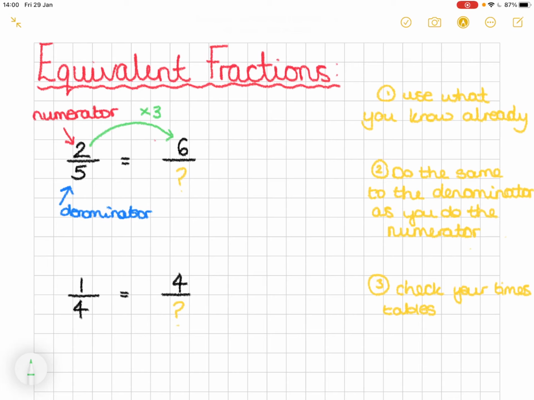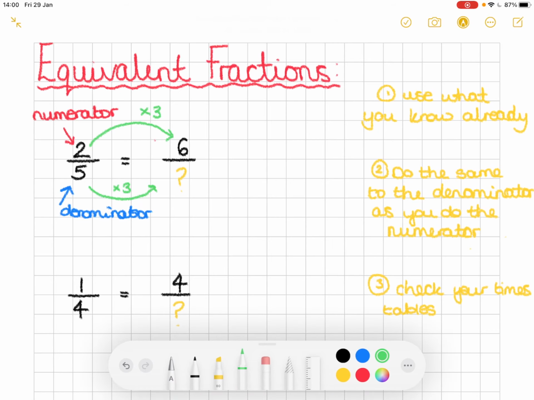Now, as we see in step 2, you do the same to the denominator as you did the numerator. So that means we're going to multiply 5 by 3. And if we multiply 5 by 3, we will find the value of our missing number. So go ahead and work out what is 5 times 3. We know that 5 times 3 is 15. So therefore, we replace that there. So we now know that 2/5 is equivalent to 6/15.